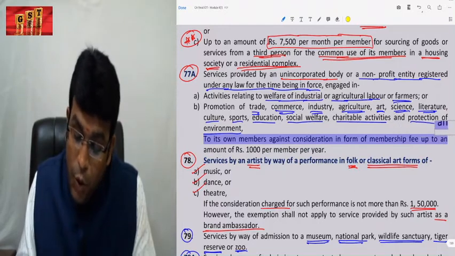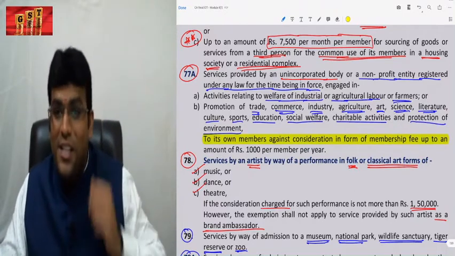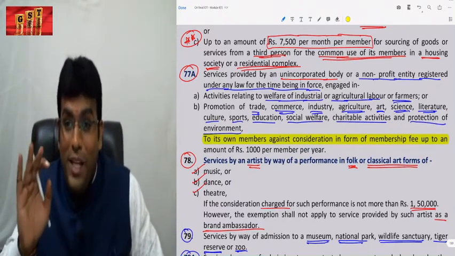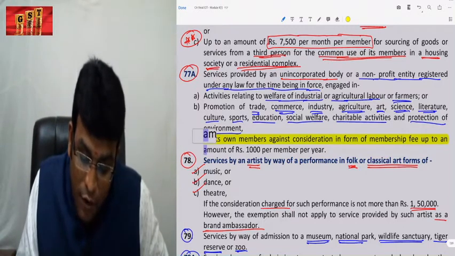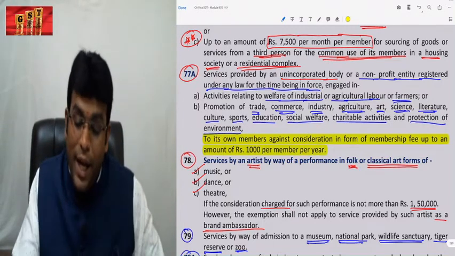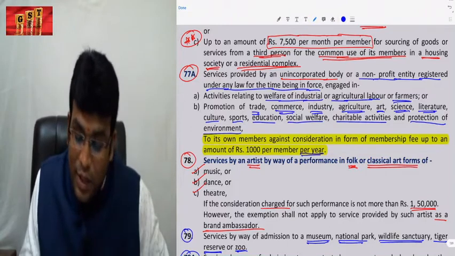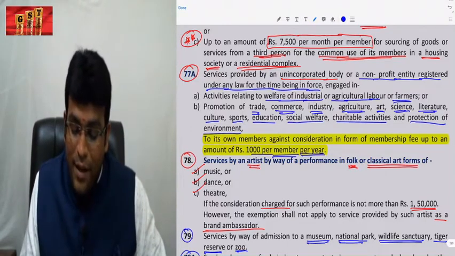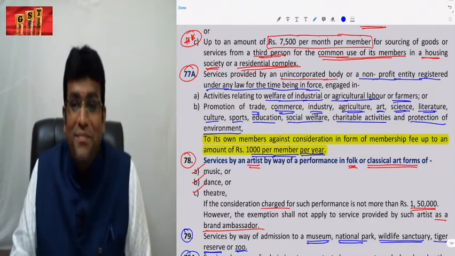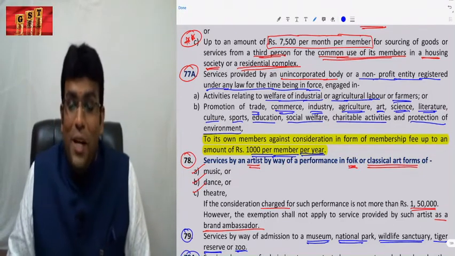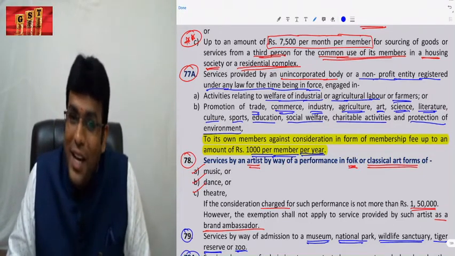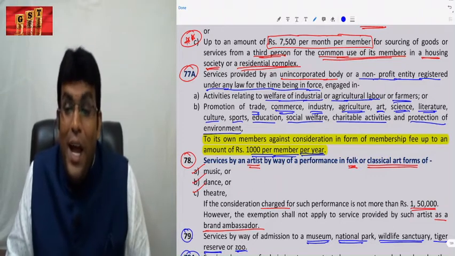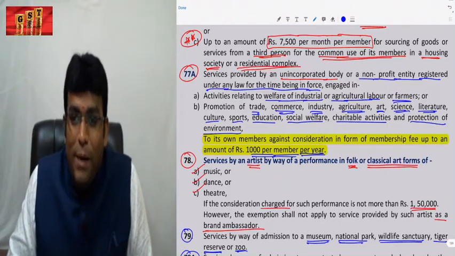To its own members against consideration in the form of membership fees up to an amount of 1,000 rupees per member per year. See that word, per member per year. Then only it is exempt. If it's more than 1,000 per member per year, it becomes taxable. Exemption is only when the amount is up to 1,000 per member per year.